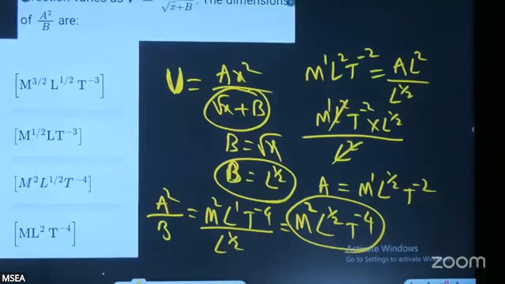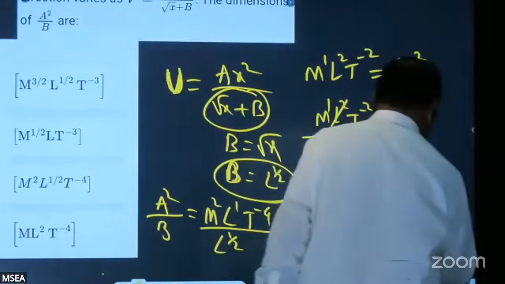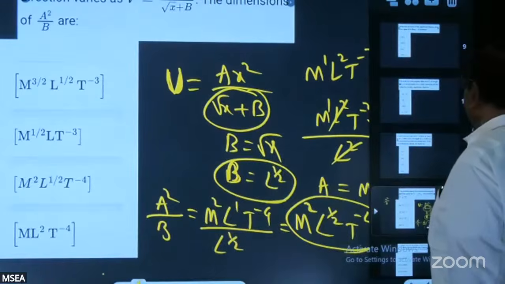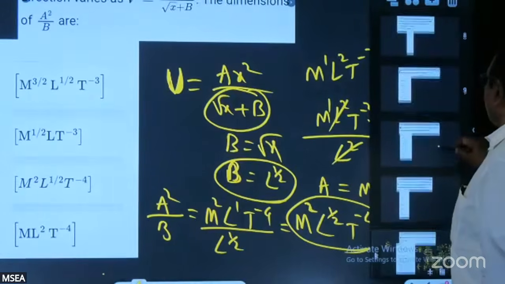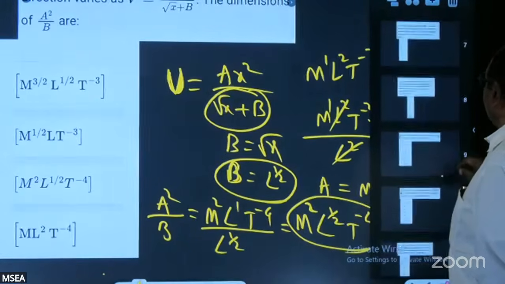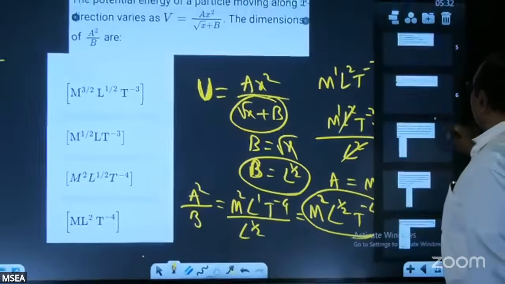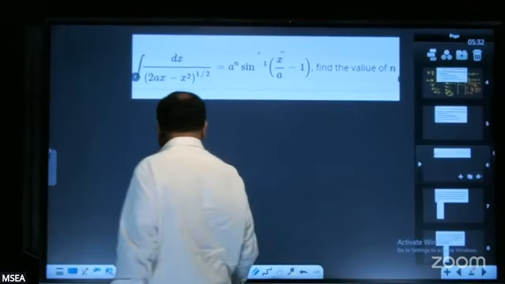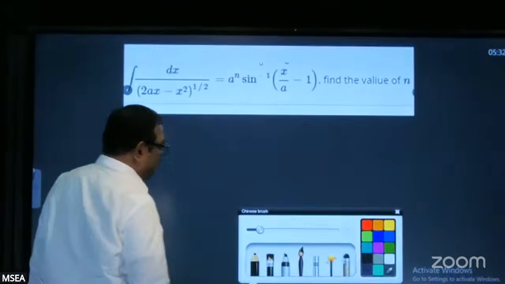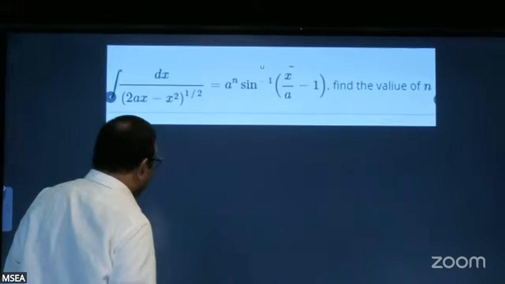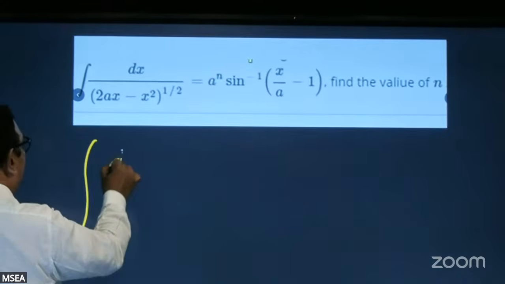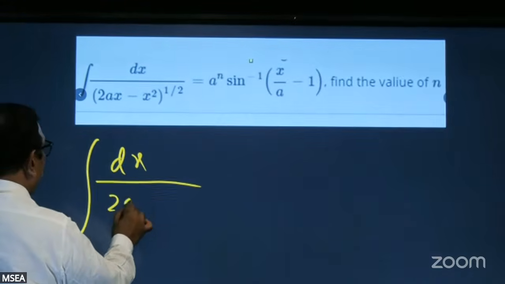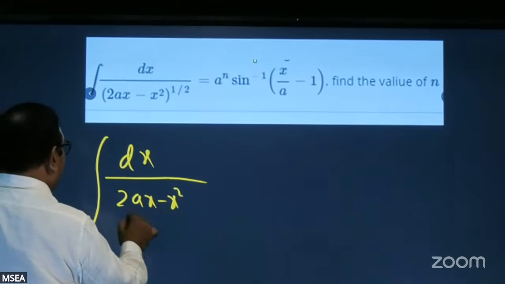Right. Next one. Yes, so this is the way we can do this. Now, another thing, let us take this one. This is also one important thing you have to remember: the integral of dx by (2ax − x²).